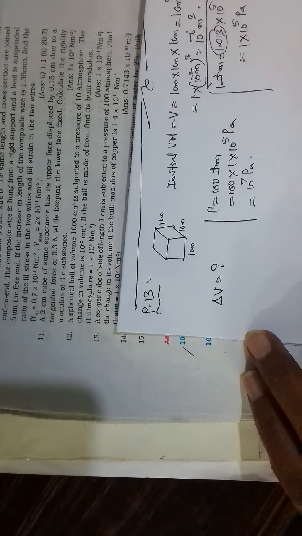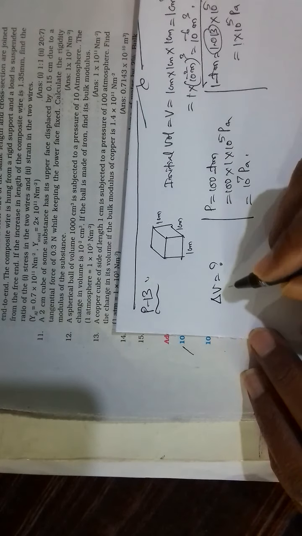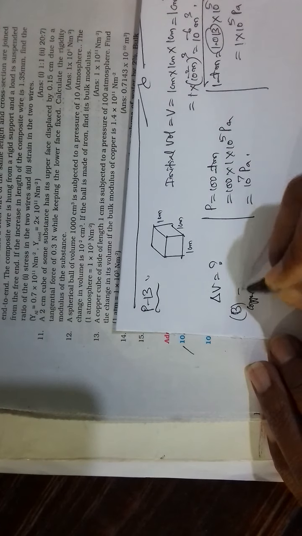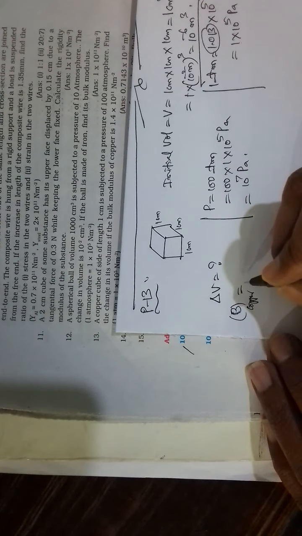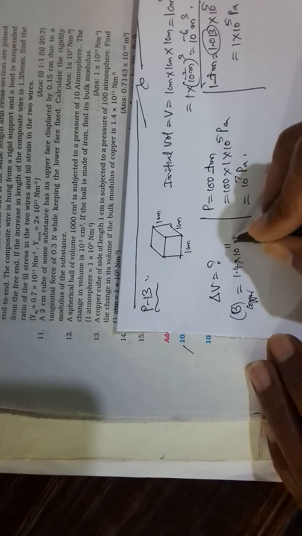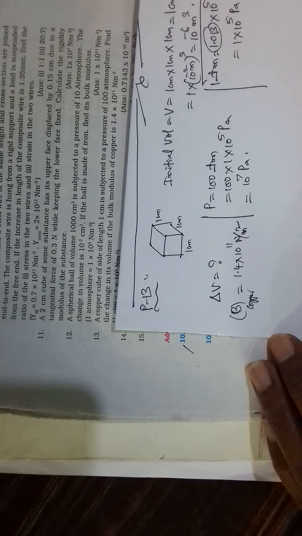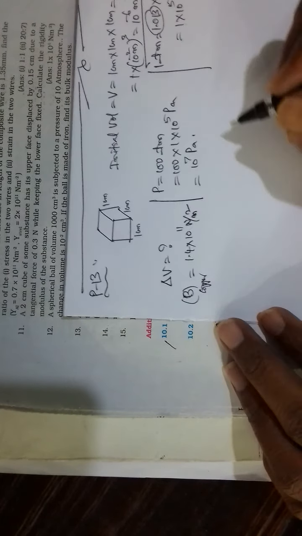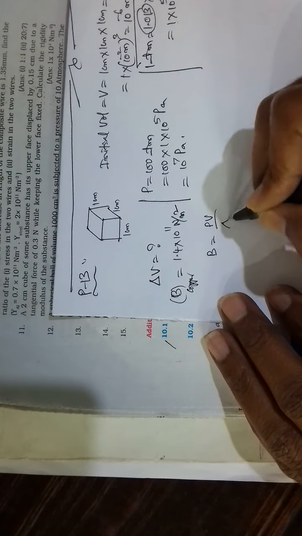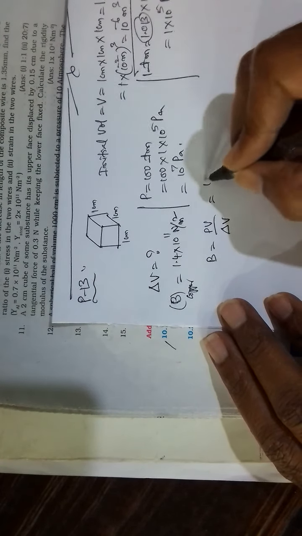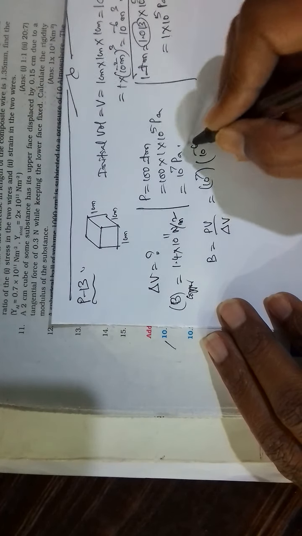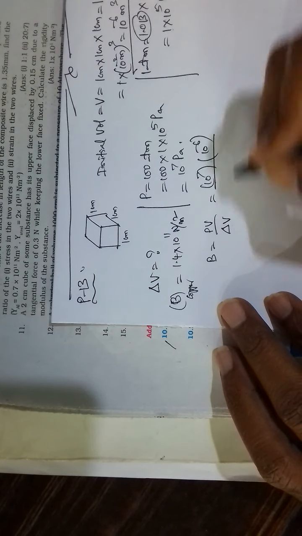Change in volume. If the bulk modulus of copper is given, 1.4 into 10 power 11 Newton per meter square. Now writing the expression for bulk modulus, the formula is PV by delta V. P is 10 power 7, V is 10 power minus 6, delta V is asked.